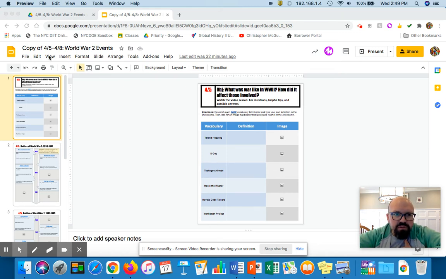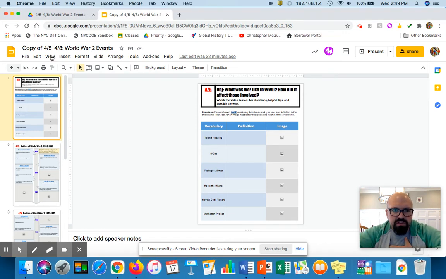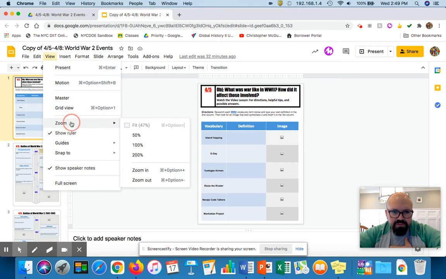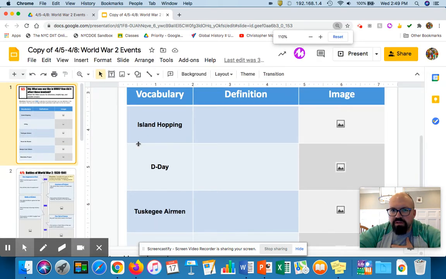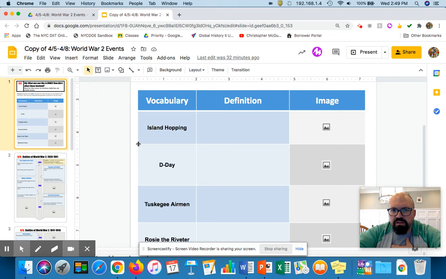So unfortunately, for some reason, every time I open this document, it comes in really small. So just click on View, Zoom, 100%. Makes it much easier. You can always use your key commands to make it bigger and smaller, whatever you like.